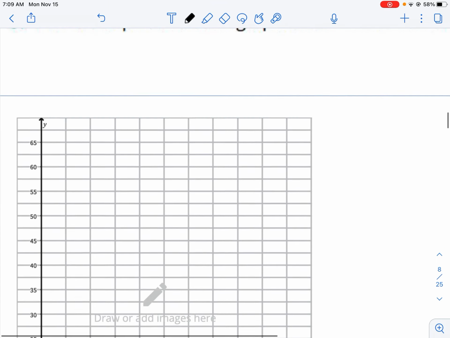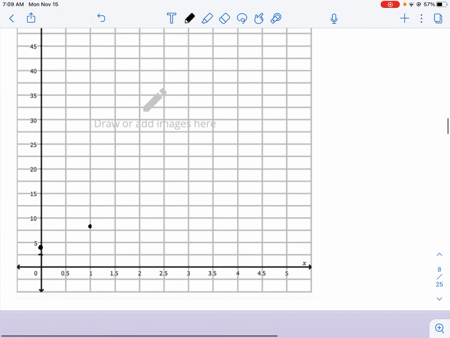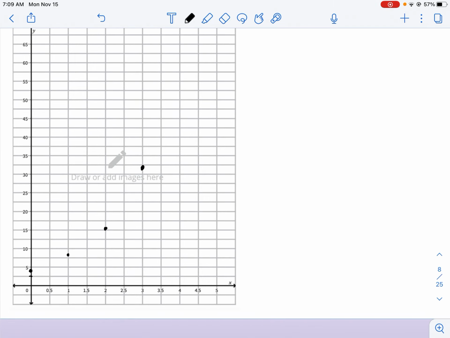2, 16, so just above 15. So my x is 2, my y is 16, so just above 15. Then 3, 32. So 3, 32, this would be 32.5, so just below that point. And 4, 64. So that's just going to be below 65. So 4, 64 would be 4 for x, and just below this line for y, just below 65, so right there.